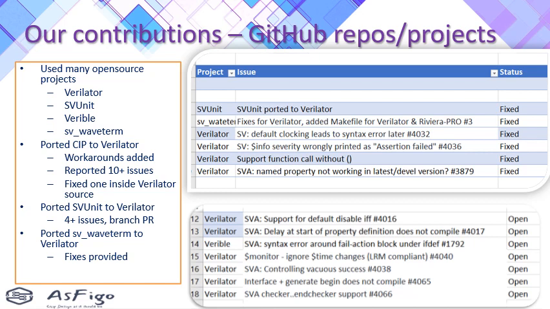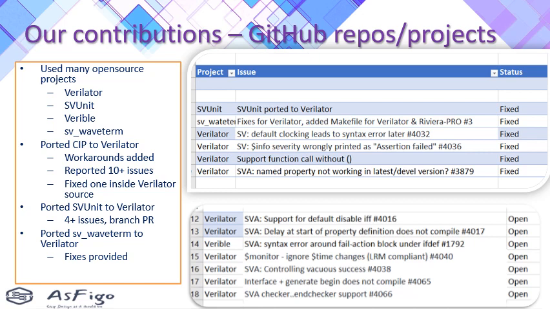Again, our play area has included Verilator, SV unit. We also use Verible from Google. And we found a lot of these subtle issues that we reported. And thanks to the contributors, we have many fixes, including I myself have fixed at least one issue on Verilator. And of course, there are various projects that we have used, including SV Wavetome.